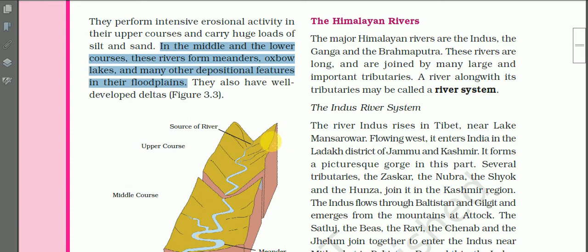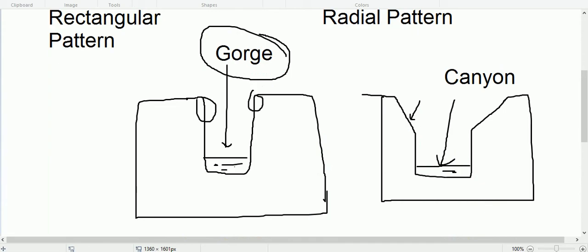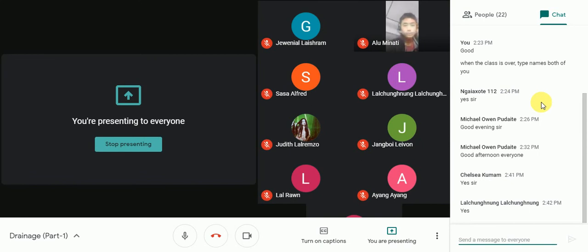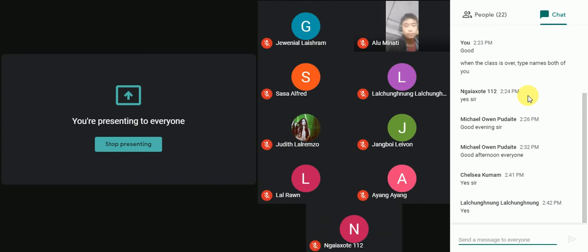What does it mean? I think last time I told you about the middle and the lower courses. Do you remember? Anybody? What do you mean by these middle courses, then lower courses? Do you remember? No, sir. Okay, I will tell you again.